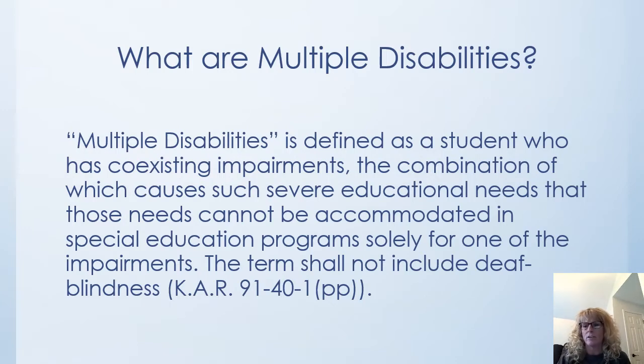Multiple disabilities are defined as a student who has coexisting impairments. They have different disabilities. We have a combination which causes such severe educational needs that those needs cannot be accommodated in special education programs solely just on one of the impairments. We want to work to meet their needs of every disability they have. The term multiple disabilities does not include deaf-blindness. That's completely separate.